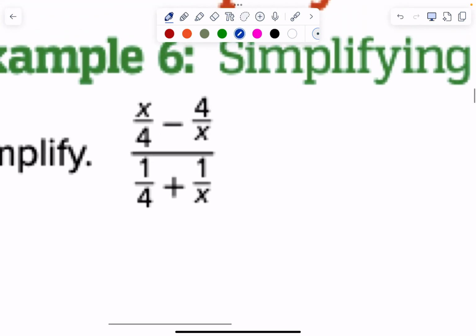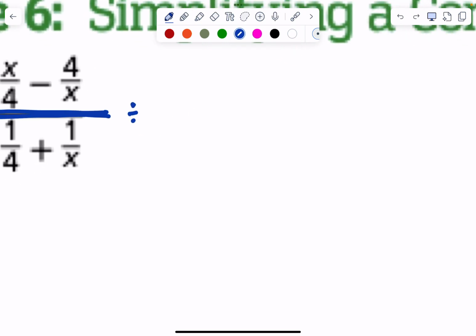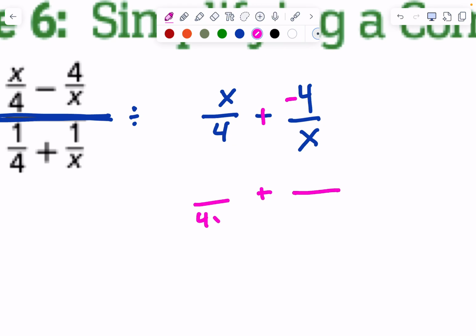All right, this guy. What does this bar right here mean? Division. All right, so we're going to deal with the top part first. In order to subtract those two, I have to find a common denominator. So I'm going to go x over 4 minus 4 over x. I'm just going to rewrite him, but I'm going to change this to plus negative, so I don't forget it, okay? Now I need a common denominator: 4x.